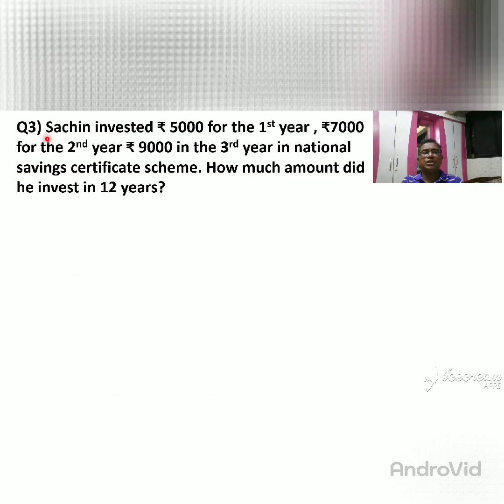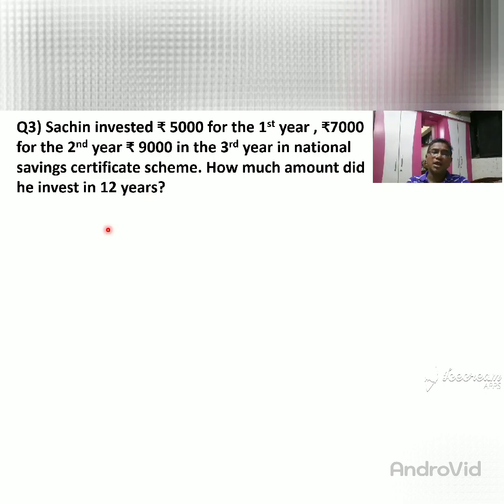What is it? Sachin invested 5,000 for the first year, 7,000 for the second year, 9,000 for the third year in National Saving Certificates. Where is the money invested? National Saving Certificates. How much amount did he invest in 12 years? Total 12 years they are saying. So we can find out here Sn.